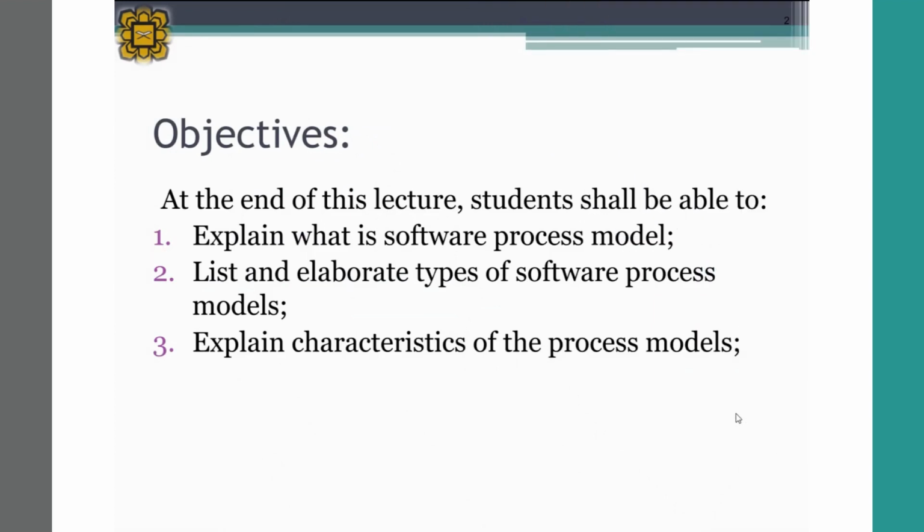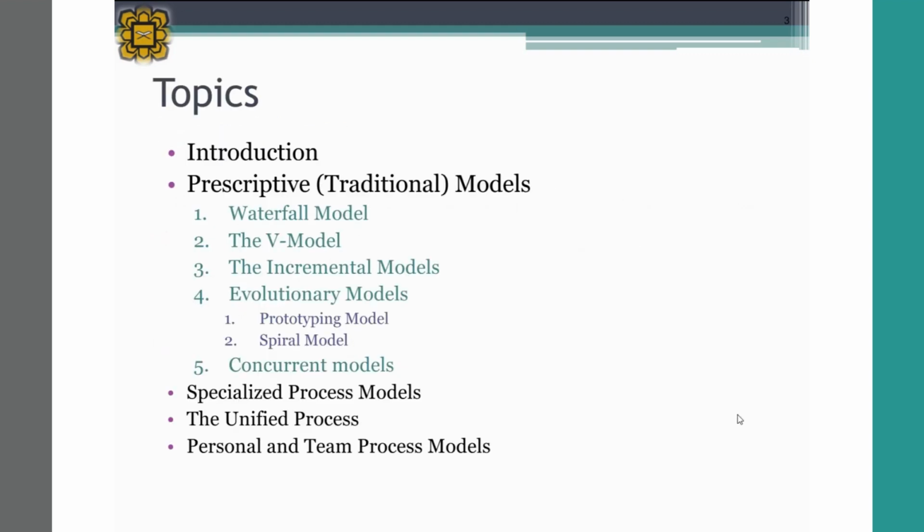So the objectives of this lecture are that you should be able to explain what a software process model is, list and elaborate types of software process models, and finally explain the characteristics of the process models. So the topics that will be covered: the first one is introduction, then we'll go to the prescriptive models, and then we're going to look at specialized process models. Then we're going to look into unified process, and finally personal and team process models.